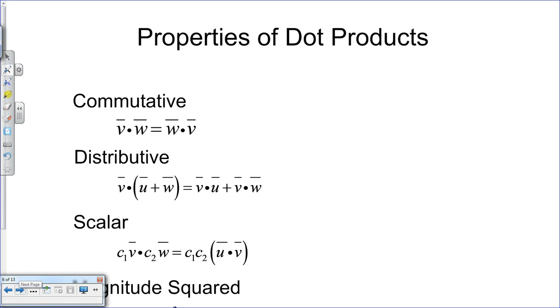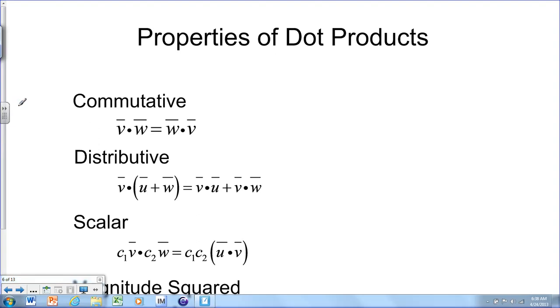Now here are some properties of dot products. A lot of these are going to seem very familiar because they behave in similar ways to multiplying numbers. First of all, the dot product is commutative, which means that v dot w is equal to w dot v. The dot product, or scalar product, is also distributive. If we dot a vector with a sum of two vectors, we can do the dot product separately.